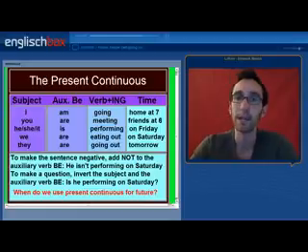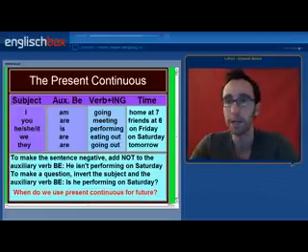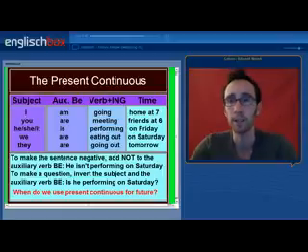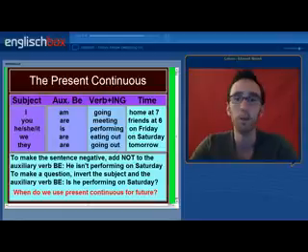If you want to make this negative, again, make the auxiliary verb to be negative. And if you want to make a question, invert the auxiliary verb to be and the subject. So, are you meeting friends at 6? Is he performing on Friday? Are we eating out on Saturday? And are they going out tomorrow?